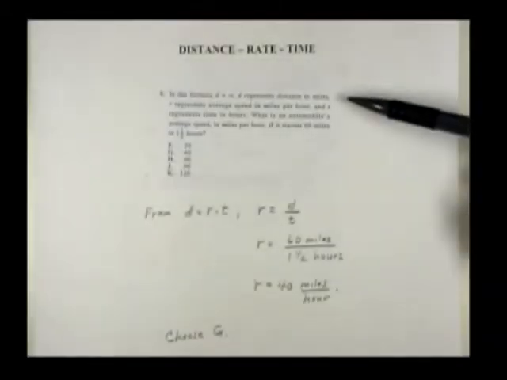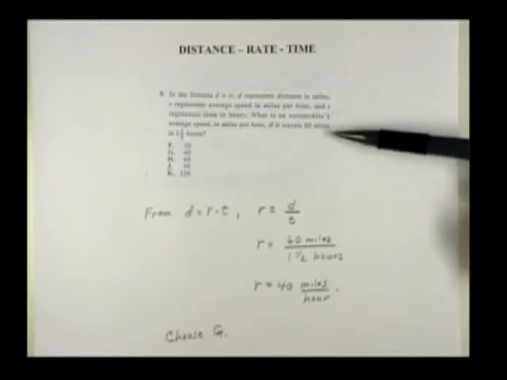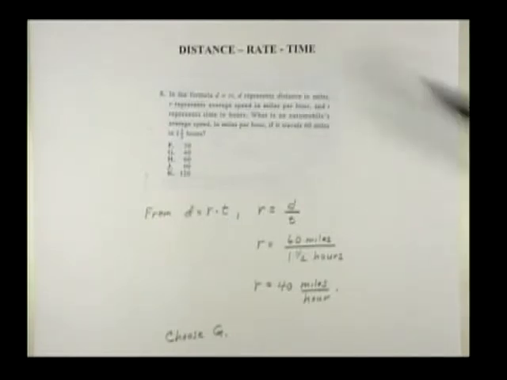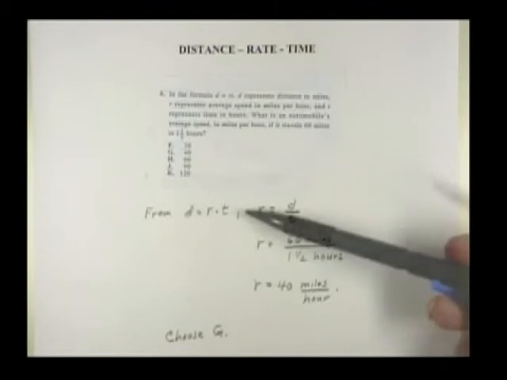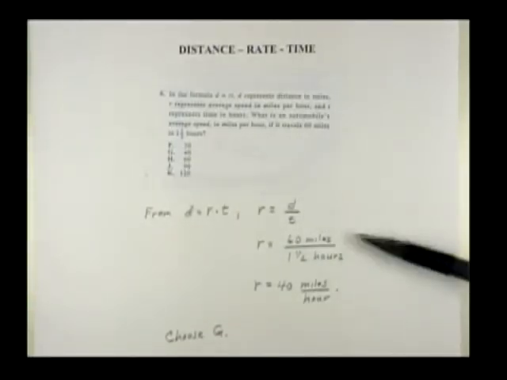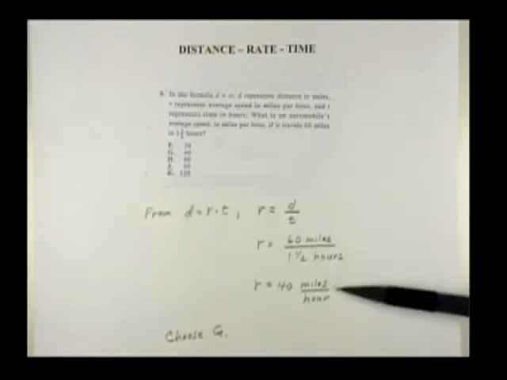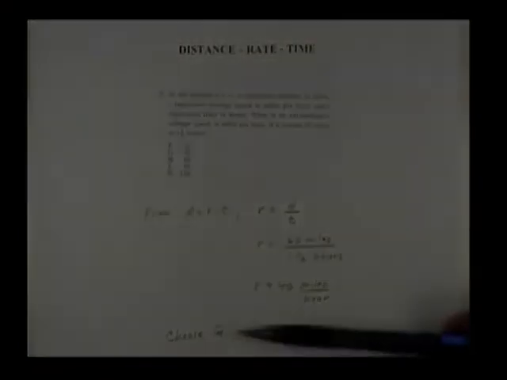In the formula D equals RT, D represents distance in miles, R represents average speed in miles per hour, and T represents time in hours. What is an automobile's average speed in miles per hour if it travels 60 miles in 1.5 hours? From the formula D equals RT, rate equals distance divided by time. In this particular problem, the distance is 60 miles, divided by the time of 1.5 hours. This is 40 miles per hour. Choose G.